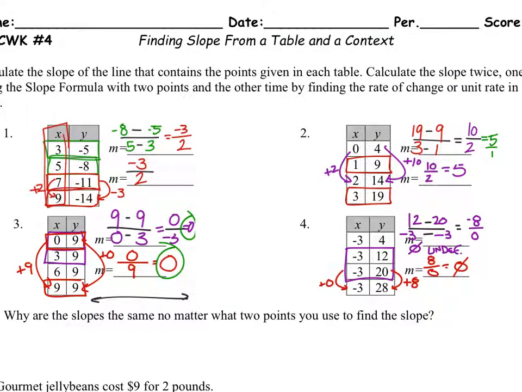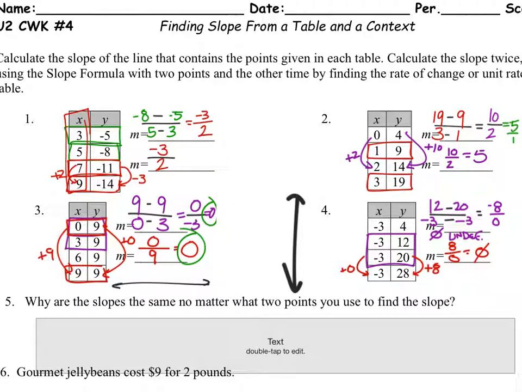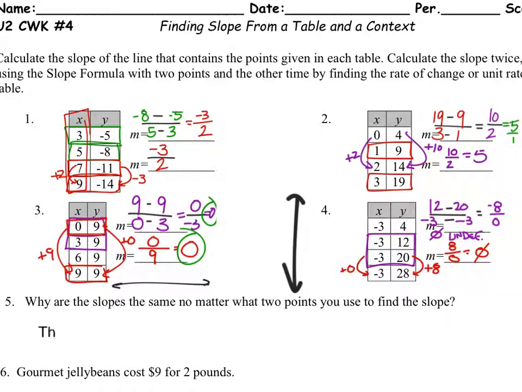There they are, all 4 of them. By the way, number 4, what kind of line is it? Vertical. So it'd be up and down. Why are the slopes the same no matter what 2 points you use to find the slope? Here is why. Because the rate of change is constant. You may have written that on a graph it would appear as a straight line as well. It's not going to matter.